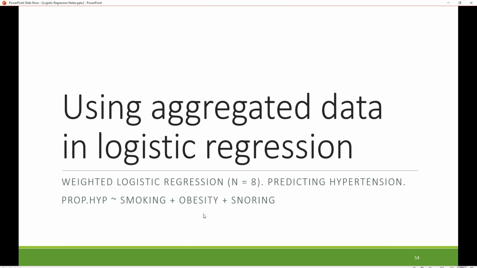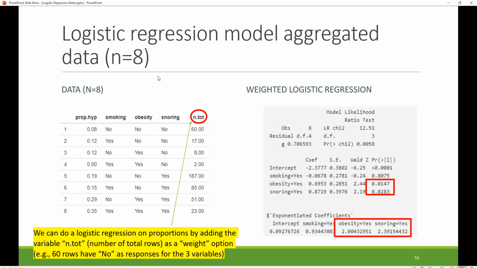And in this example, we can see that we can use aggregated data in logistic regression. We maybe are working with dashboards or scorecards. We only get a few rows of data. In this example, we're looking at eight rows of data, and this is to predict hypertension. And here's the formula. And so this is the actual data, and our logistic regression model is on those 8 aggregated rows of data.